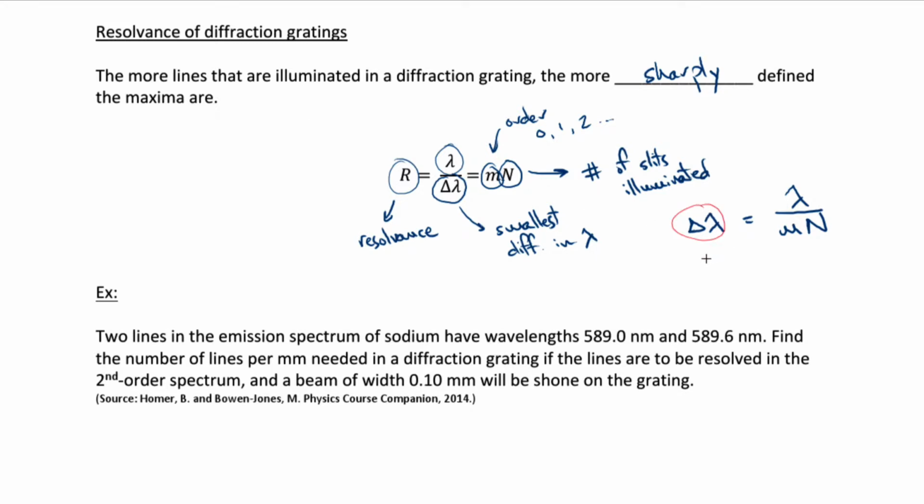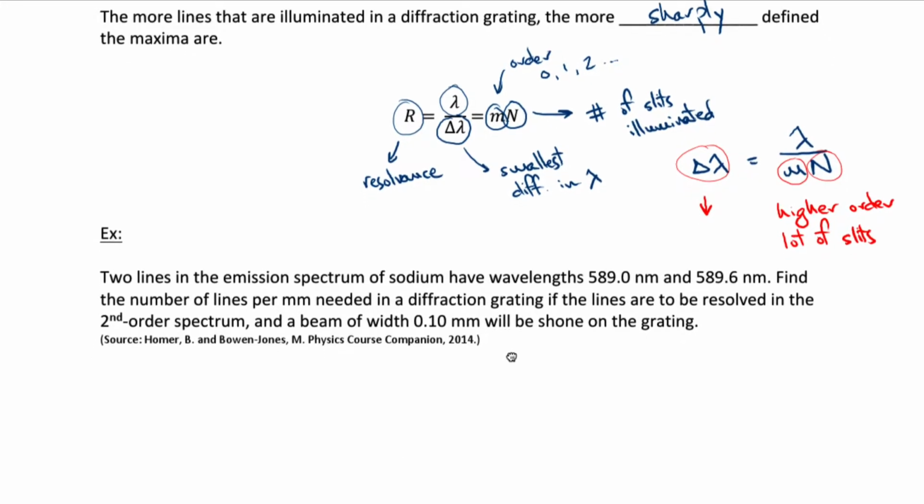And that tells us that if we want to discern a very small difference in wavelength, to be able to tell that two very close together wavelengths are actually separate and different, then we want delta lambda to be very small, which means we want either m or N or both to be very big. In other words, we need to look out from the central bright fringe towards the higher order fringes, and we also want to illuminate a lot of slits. Let's take a look at an example to help make this clear.